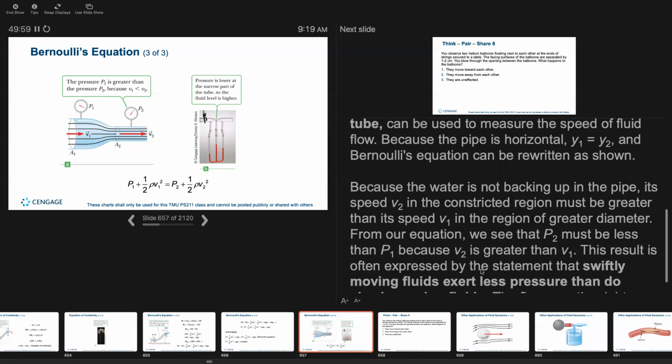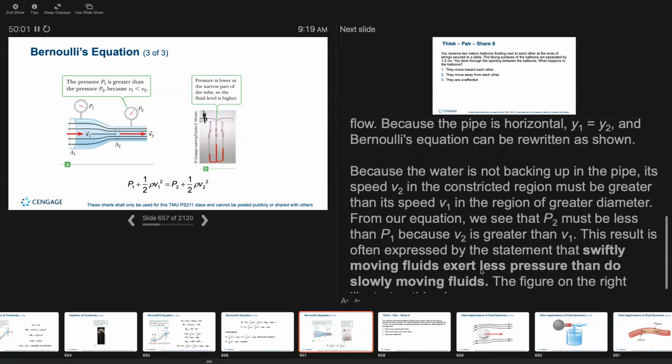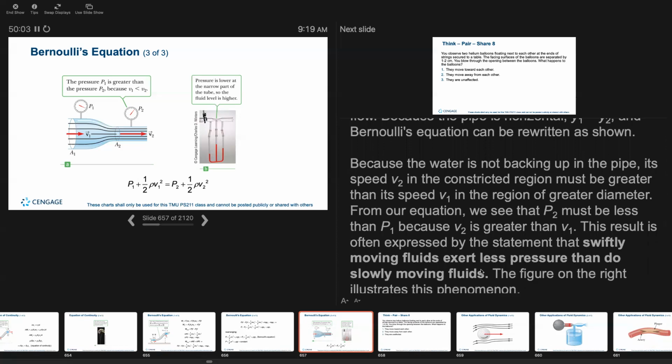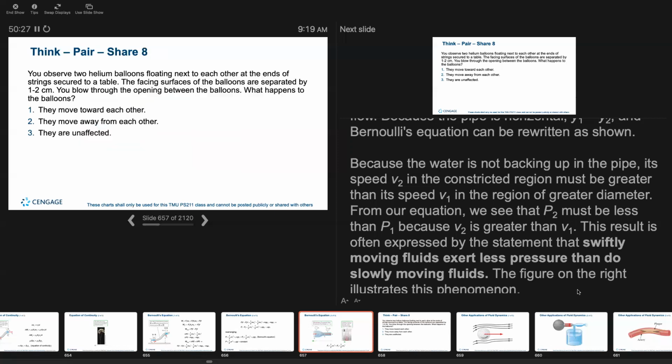Because the water is not backing up in the pipe, its speed v2 in the constricted area must be greater than its speed v1 in the region of the greater diameter. From our equation, we see that P2 must be less than P1 because v2 is greater than v1. This result is often expressed by the statement that swiftly moving fluids exert less pressure than do slowly moving fluids. The figure on the right illustrates this phenomenon.